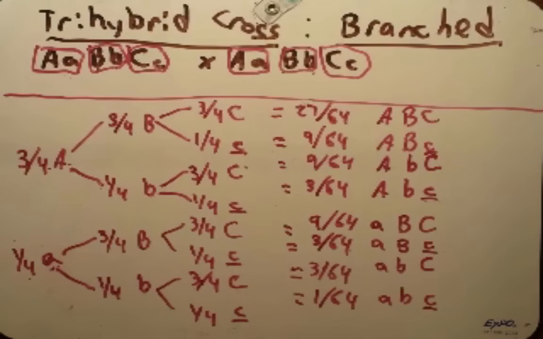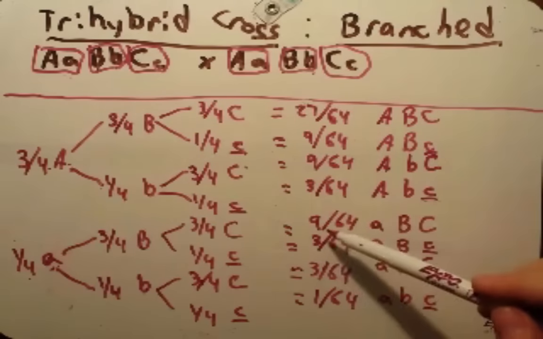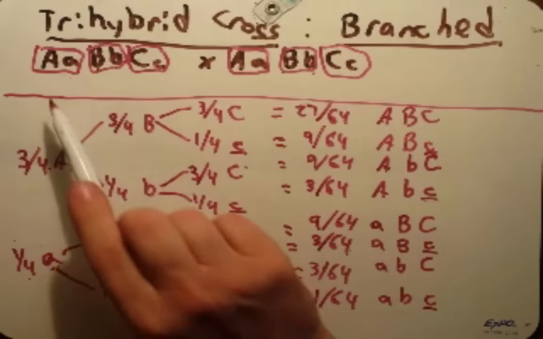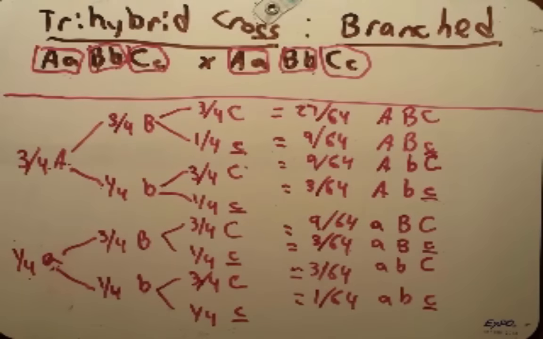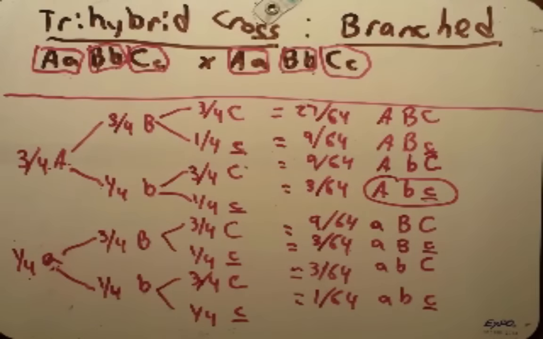So if you had to give a ratio for this, you would say it's a 27 to 9 to 9 to 9 to 3 to 3 to 3 to 1. I probably wouldn't ask it just that way. What I might ask, though, is to give you a hypothetical cross like such and ask you, what is the probability that you will have a big A, big B, little c? So I might just ask this one alone. And so if you had this as a problem, you wouldn't have to fill all this out.